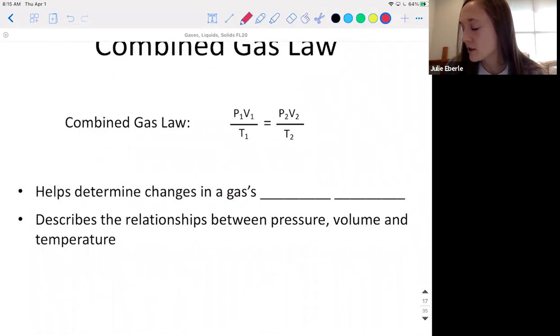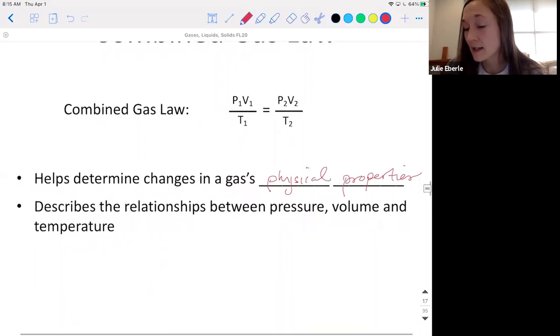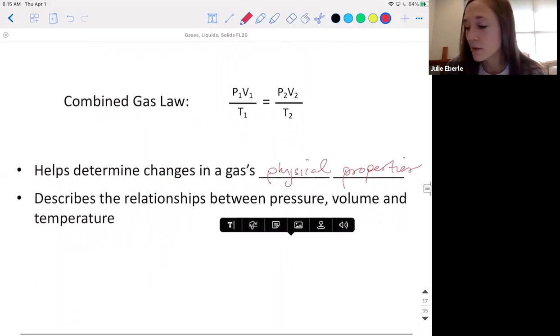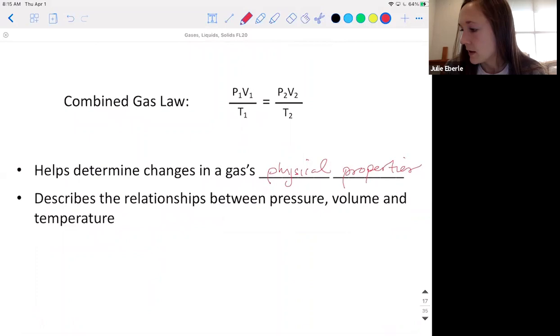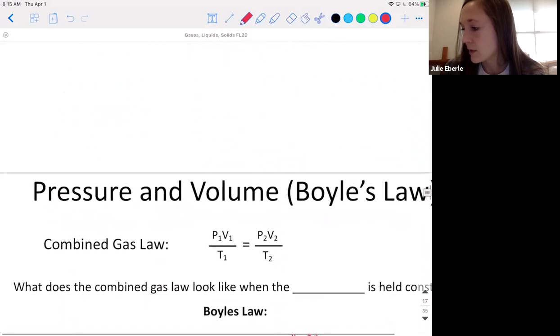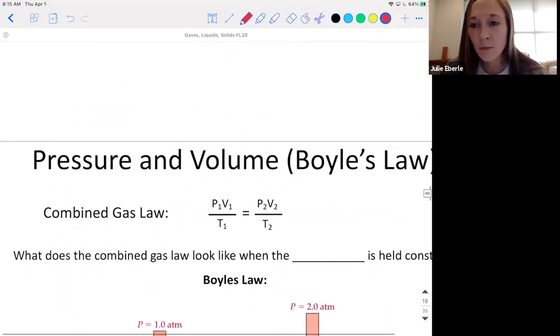Okay, and this helps us determine changes in gases' physical properties. And it obviously describes relationships between pressure, volume, and temperature and how these things change. Okay, because gases are constantly changing. They're reacting, especially in things like the atmosphere, which is gases, right? Okay, so there's the law, but we're going to break it down. I'm going to show you the 3 simple laws that were put together into this combined gas law.